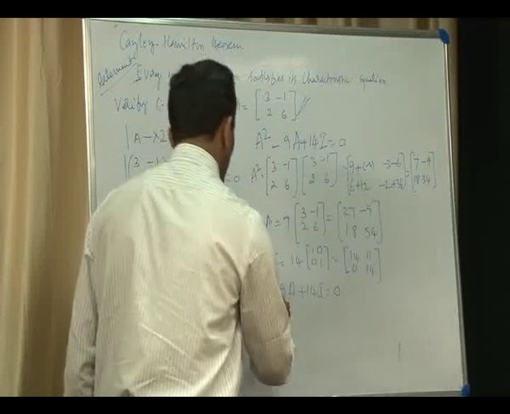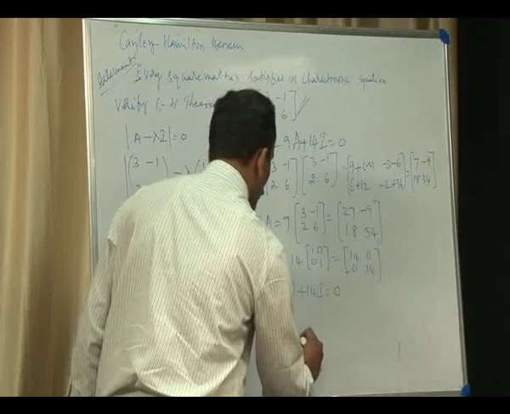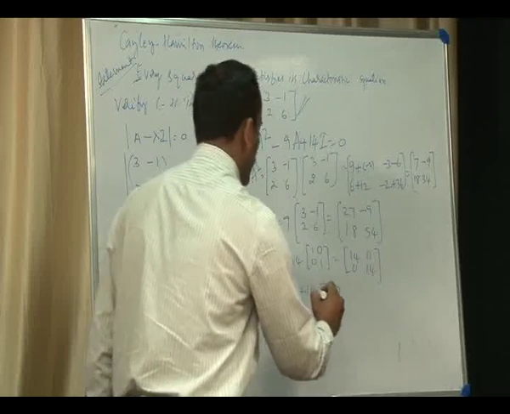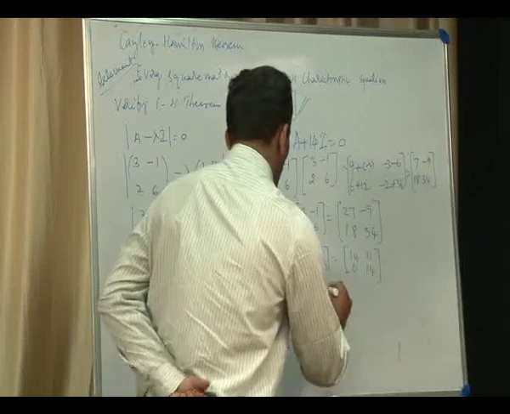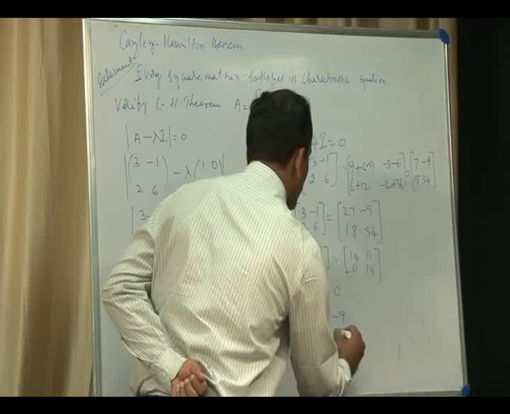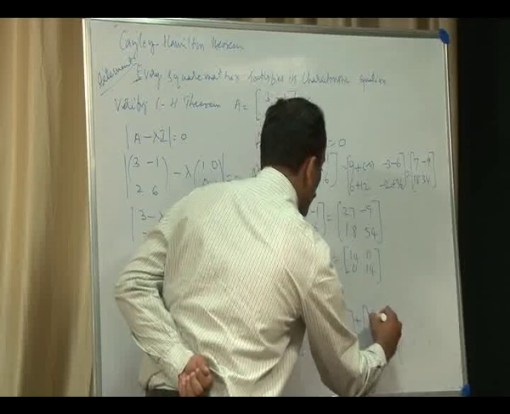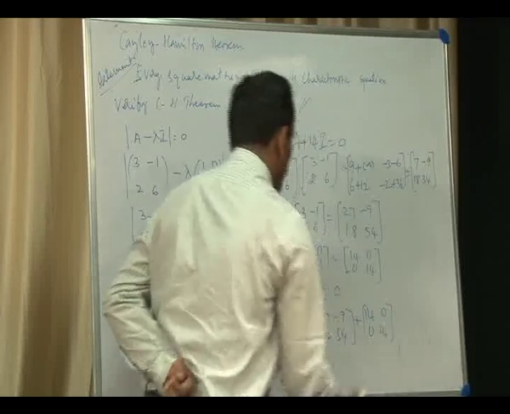A squared value, write [7 -9; 18 34], minus 9A, which is [27 -9; 18 54], plus [14 0; 0 14].